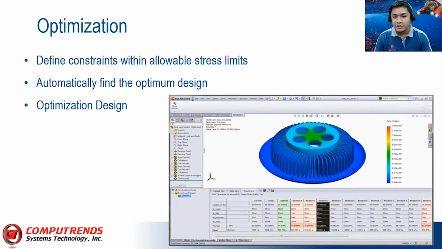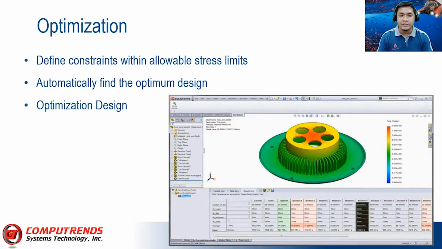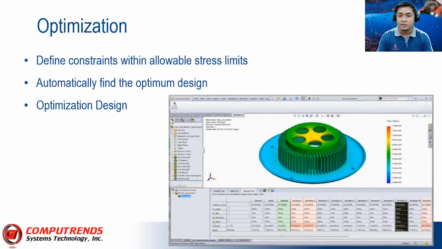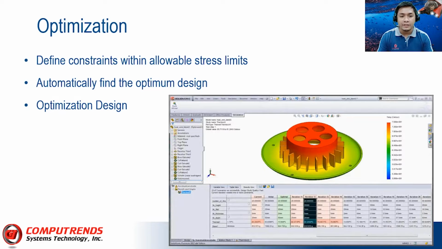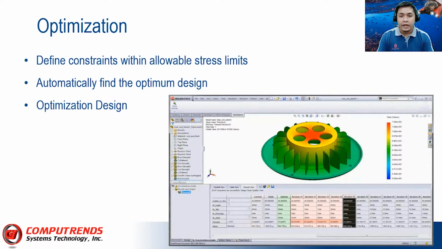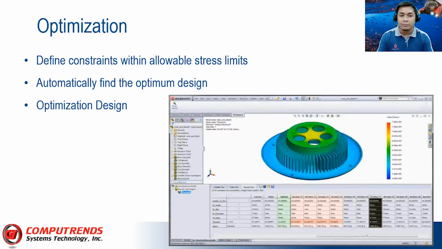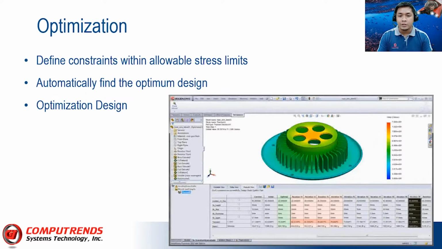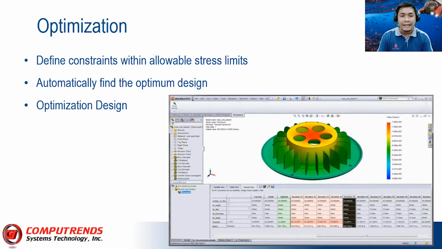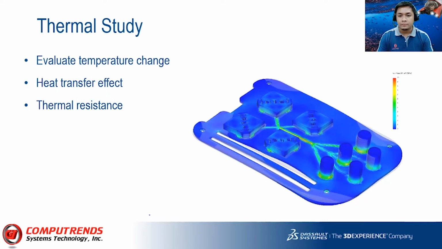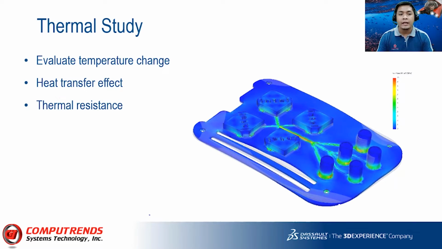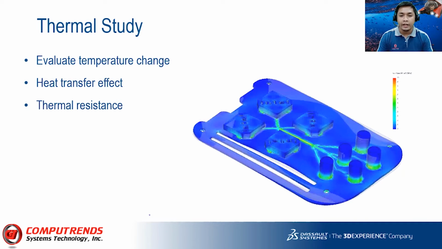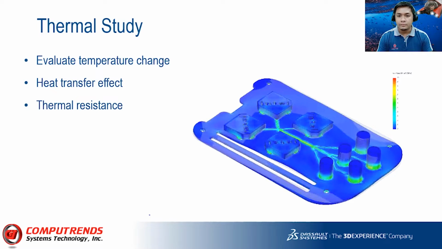Optimization. Optimization is a study that defines functional objectives as well as design variables and constraints. This will help to find the best design alternative, reduce costs, and time to market without compromising its quality and purpose. It also automatically finds the optimal design based on the design goal within allowable stress limits. Thermal study. Thermal study evaluates the temperature change, steady or transient. It allows us to predict heat transfer effect due to conduction, convection, and radiation.